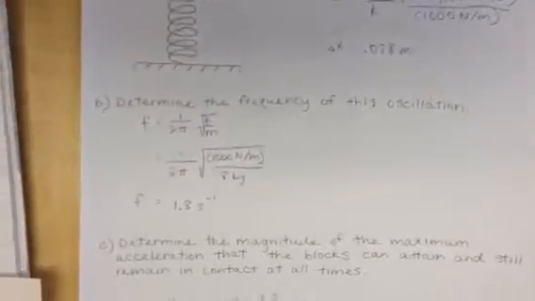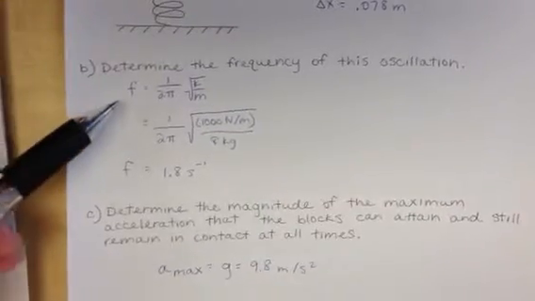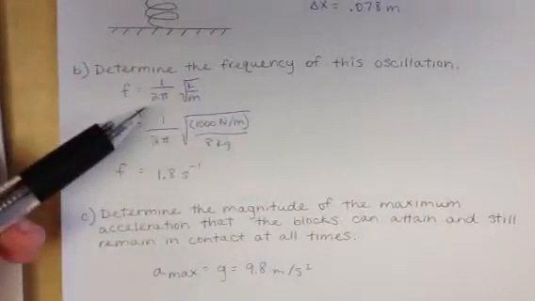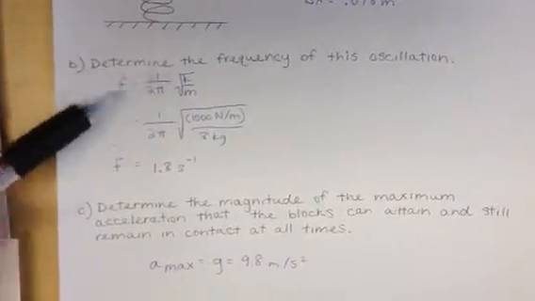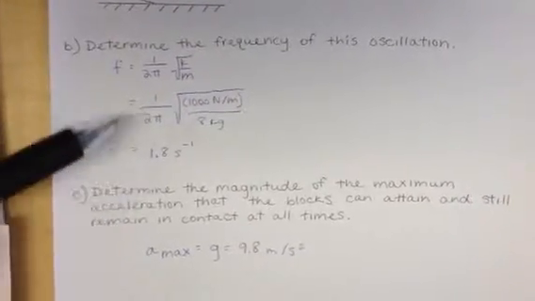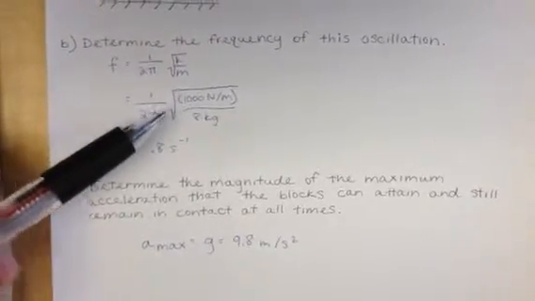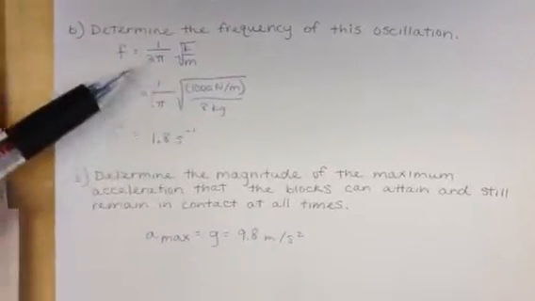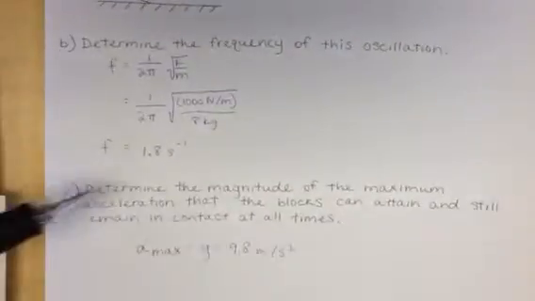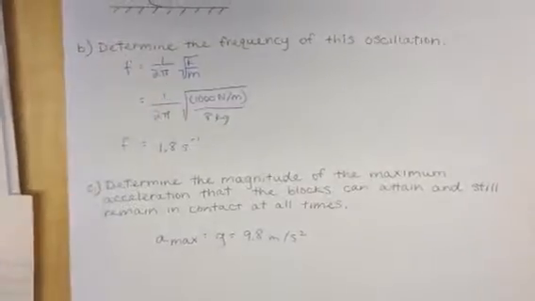For part B, it asks you to determine the frequency of the oscillation. So all you have to do is use the formula for frequency, which in this case, since it's for a spring, is 1 over 2 pi times the square root of k over m. So now all you have to do is plug in your values. So you have 1 over 2 pi, 1,000 for the spring constant, and 8 kilograms for the combined mass. Solve, and then you get your frequency is 1.8 s to the negative 1.